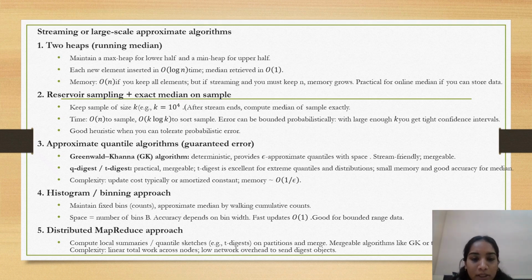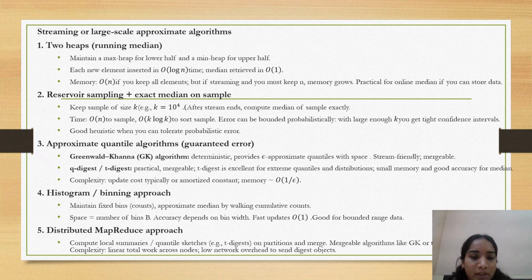After that, approximate quantile algorithms. These deterministic algorithms like Greenwald-Khanna give approximate quantiles with fixed memory and are stream friendly. Other popular methods are QDigest and TDigest, which are mergeable, efficient, and very good for extreme quantiles. Then update cost is amortized. Memory usage is small and controllable. These algorithms allow tight error guarantees even for large data.